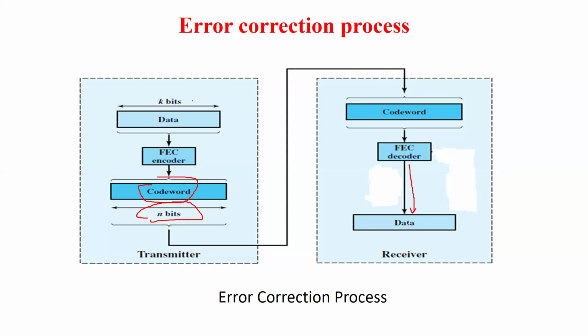The decoder will get the same data. So this is the error correction process. We call this the error correction process. So let us see the next one.